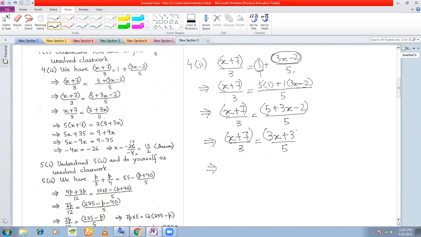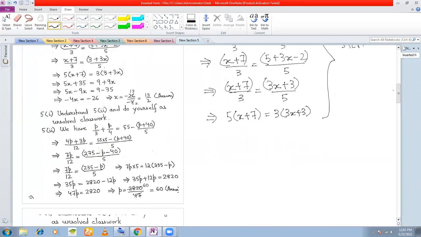Now we can cross multiply. So 5 into (x + 7) is equal to 3 into (3x + 3). So all this, now we have removed the fraction. All this is your step 1 because we have removed the fractions. We now move on to step 2. What is step 2? That is to bring the variables on one side, on the left hand side.